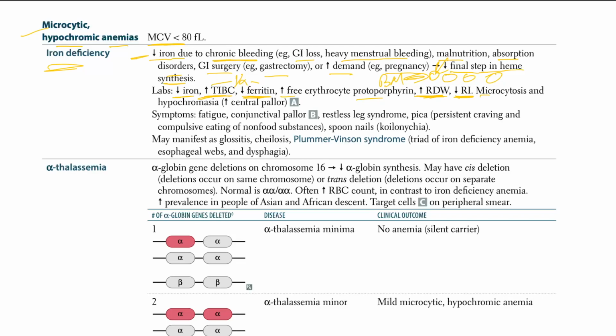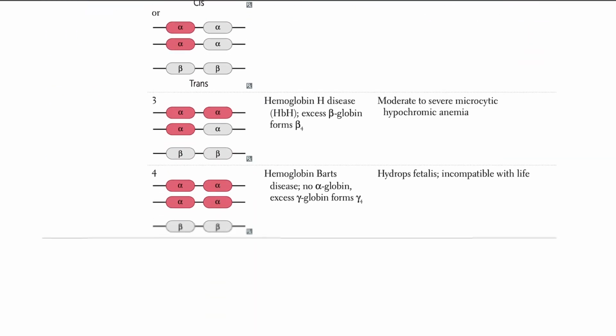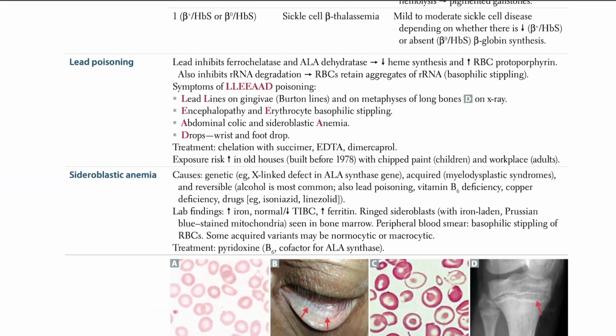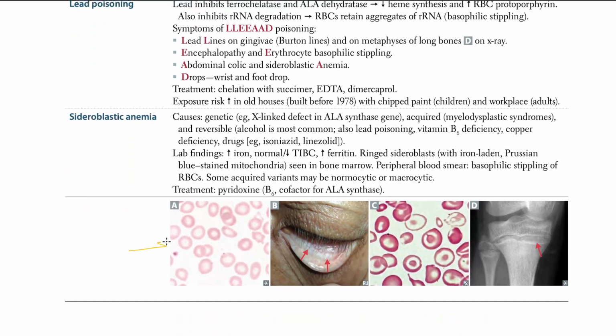Microcytosis and hypochromiasis, which means increase in central pallor. Micro means small cells. Hypochromiasis, increase in central pallor. Looking at picture A. Let's just look at picture A. Do we even have the picture A? Okay, here. Central pallor and small cells.